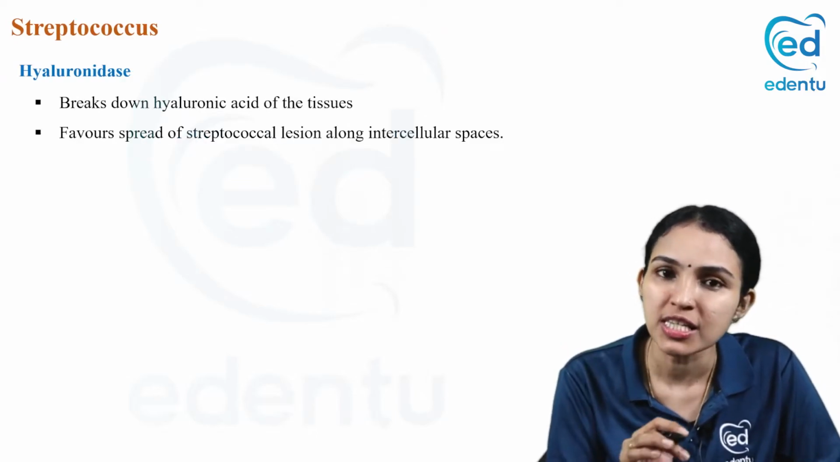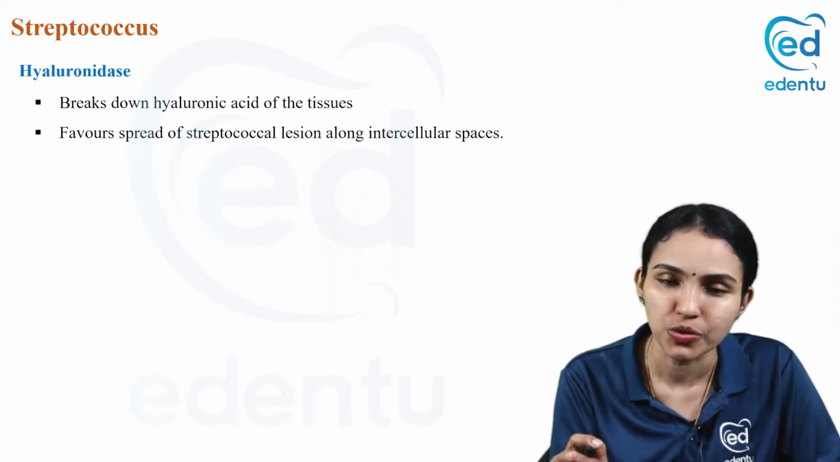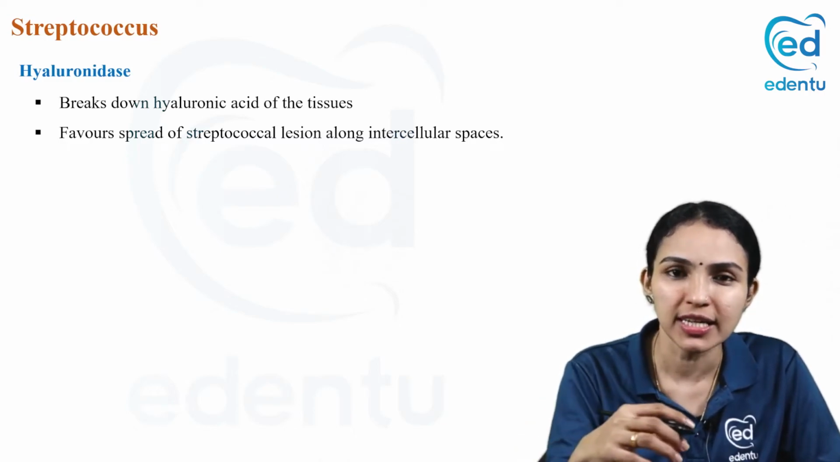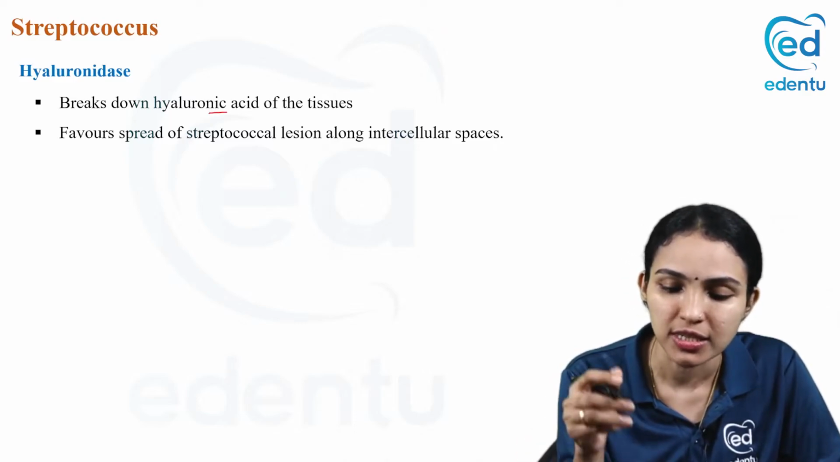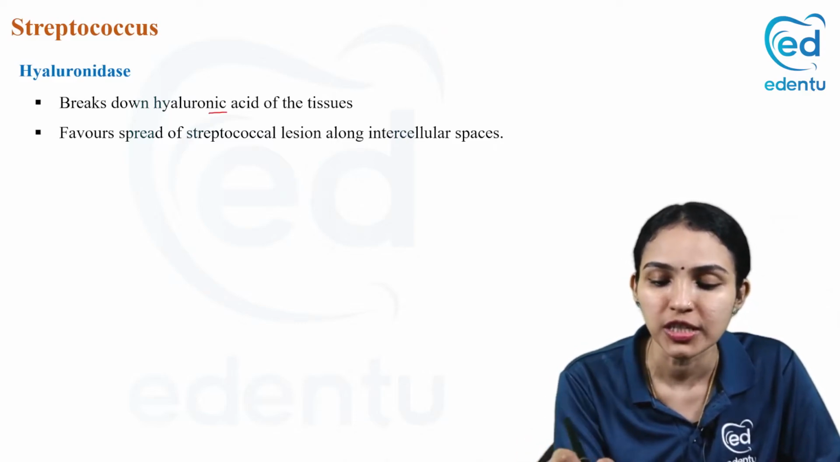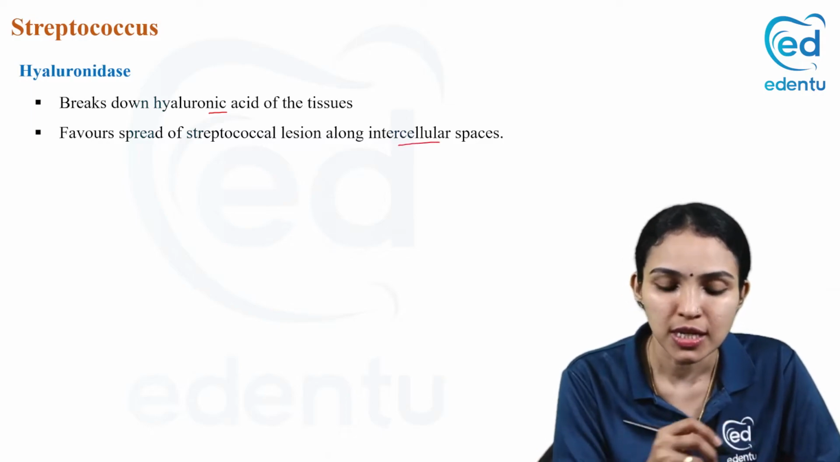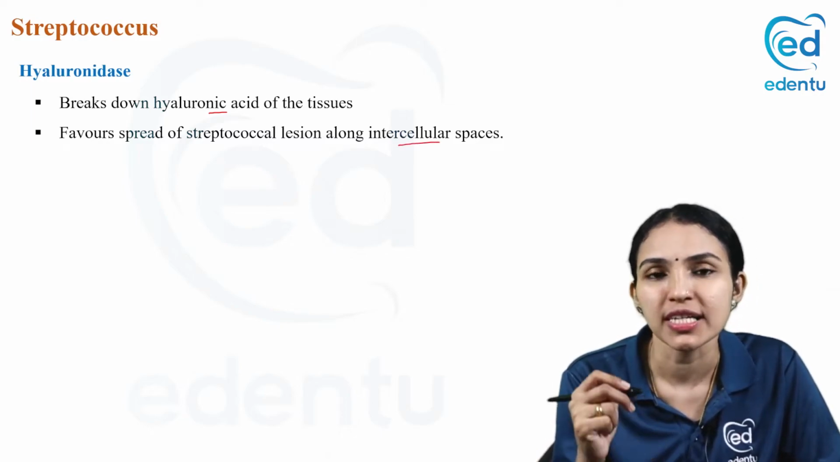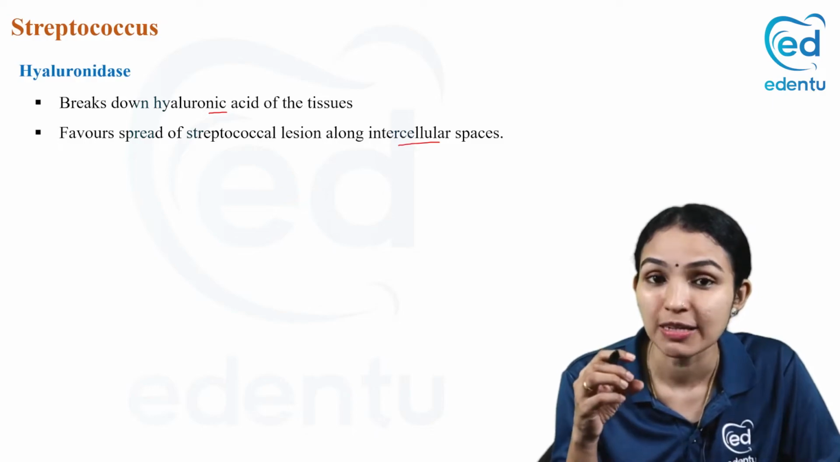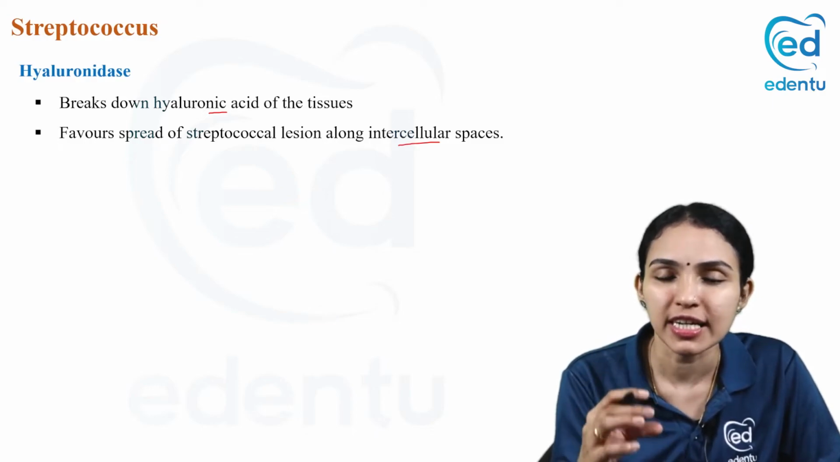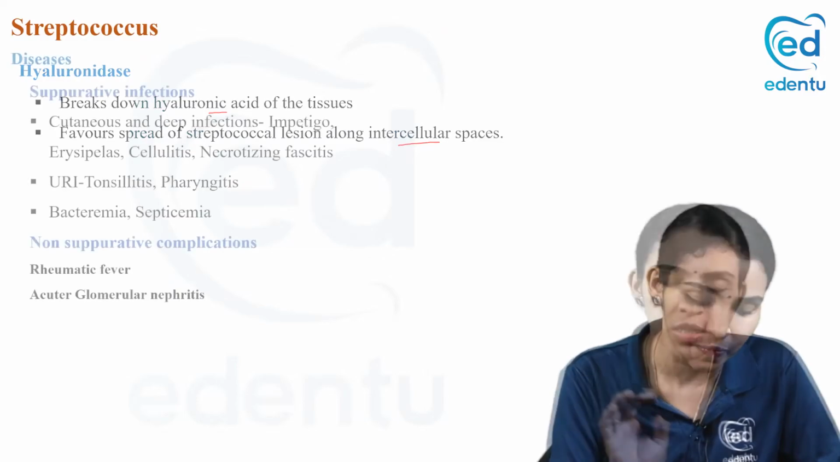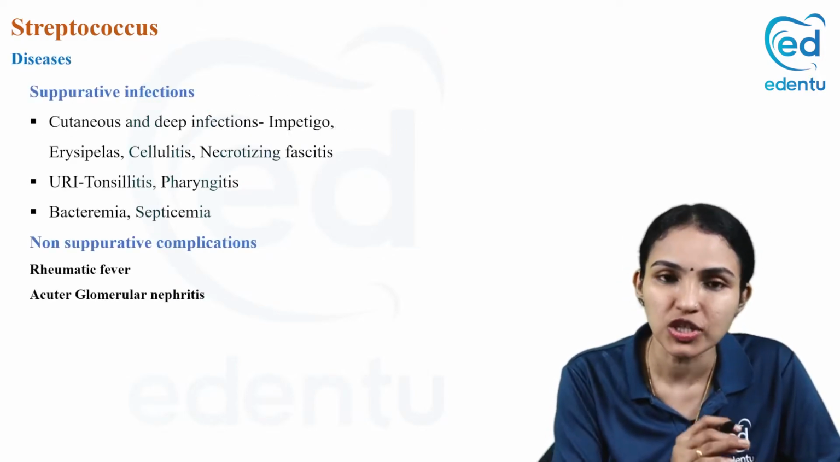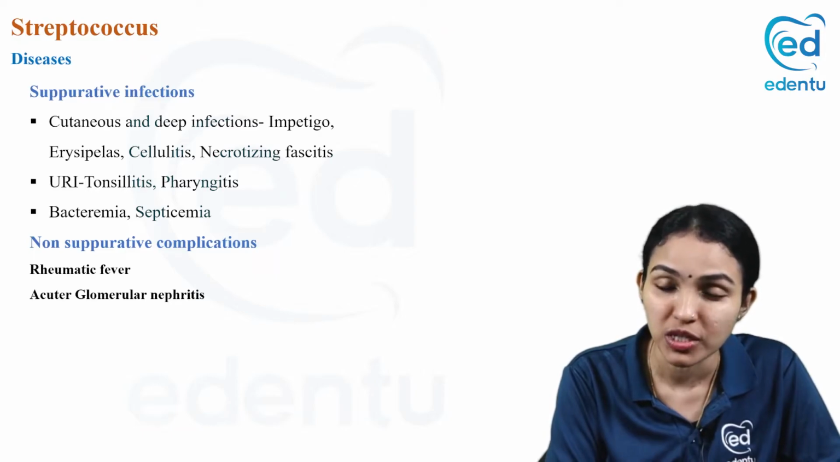Coming to hyaluronidase, it breaks down the hyaluronic acid of the tissues. The cartilage, everything will be composed of hyaluronic acid. No? So if it breaks down the hyaluronic acid, this also helps in spreading of infection along the intercellular spaces. So all the 3 enzymes, streptokinase, DNase and hyaluronidase, help in spreading of the infection. DNase also helps in liquefying the pus and making it serous in nature. So that is about the virulence factors, and we'll just see what are the diseases caused by Streptococcus pyogenes.